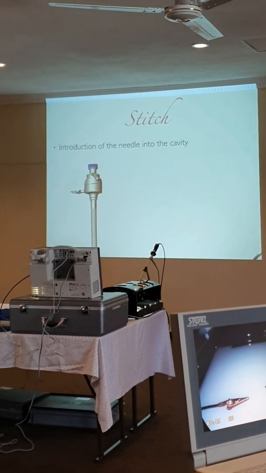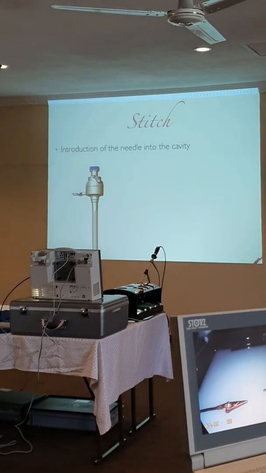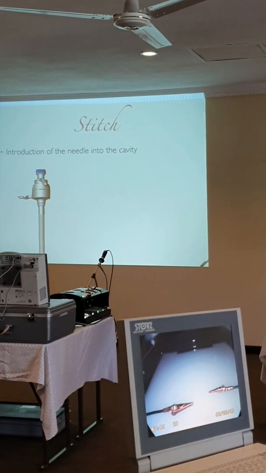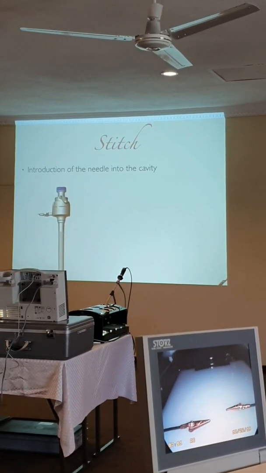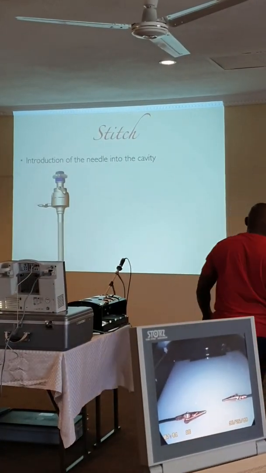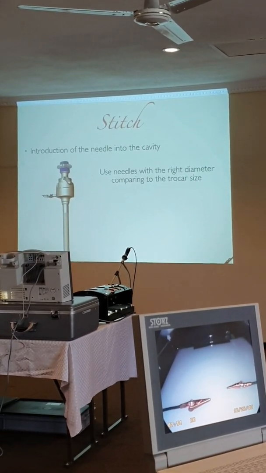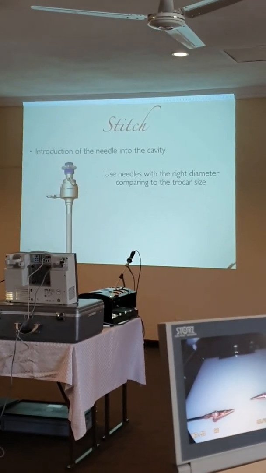And why is it so important? Because if you don't have the same size of the needle and the trocar, you have a problem. You make a mistake. So when you have a reducer, you use needles with the right diameter compared to the trocar size.